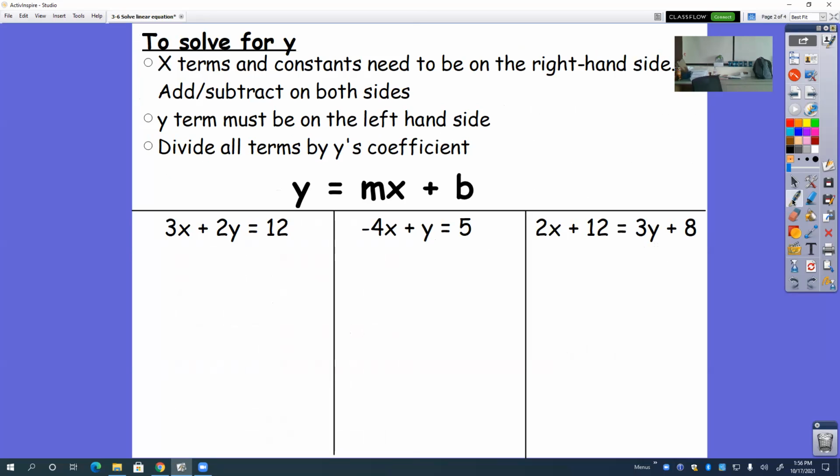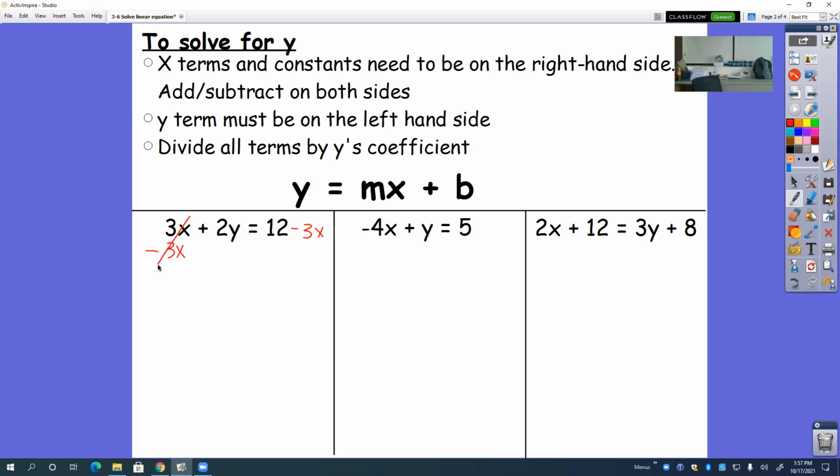Add or subtract on both sides. The y term must be on the left-hand side all by itself, and divide all terms by y's coefficient. Okay? So the first thing we want to do is subtract 3x.